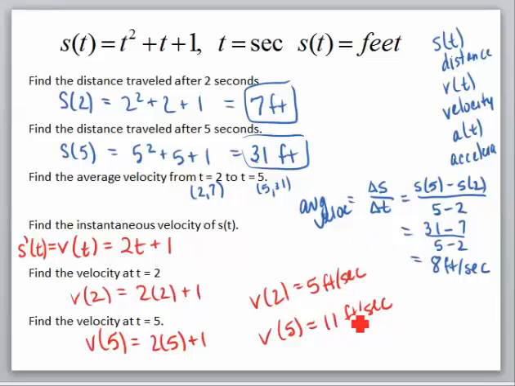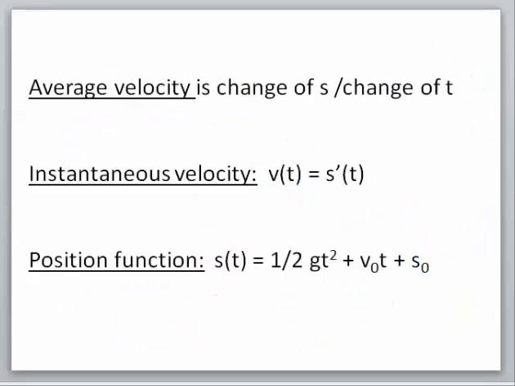Notice the average of those is 8. You add them together, divide by 2, you get 8. This is another way of coming up with the average velocity, by finding both instantaneous velocities. So to reiterate, the average velocity is the change of s over the change in t, change in position over the change in time. Instantaneous velocity is the derivative of that position function or distance function.